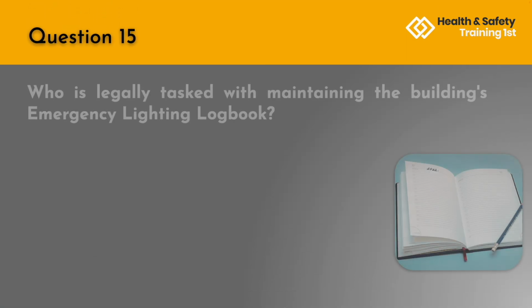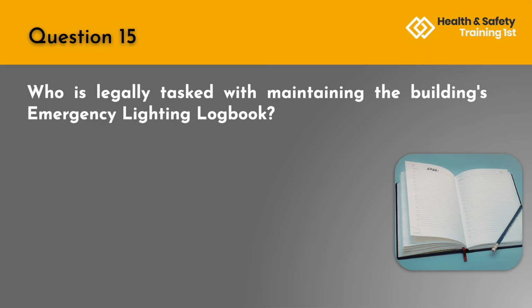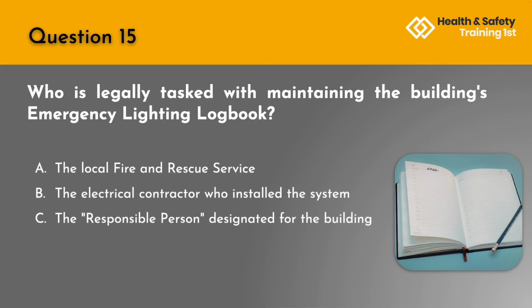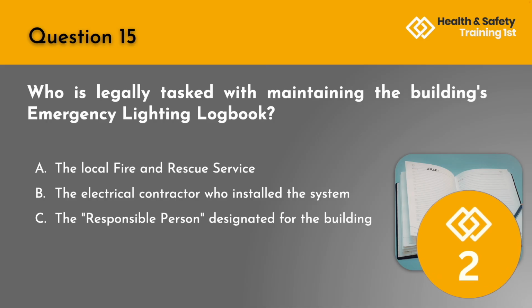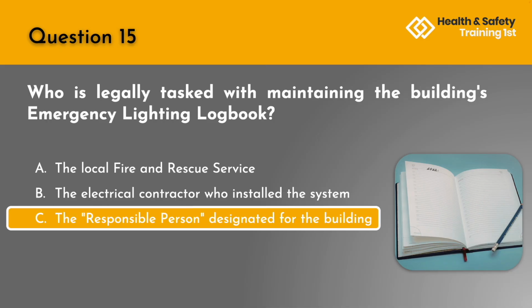Question 15. Who is legally tasked with maintaining the building's emergency lighting logbook? A. The local fire and rescue service. B. The electrical contractor who installed the system. Or C. The responsible person designated for the building. The correct answer is C. The responsible person designated for the building.